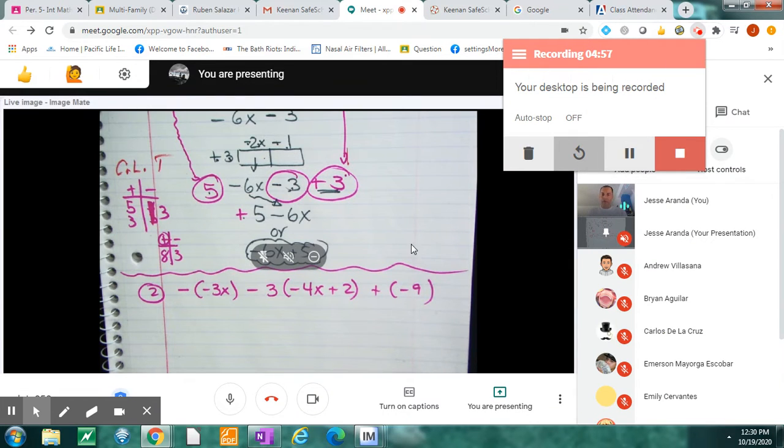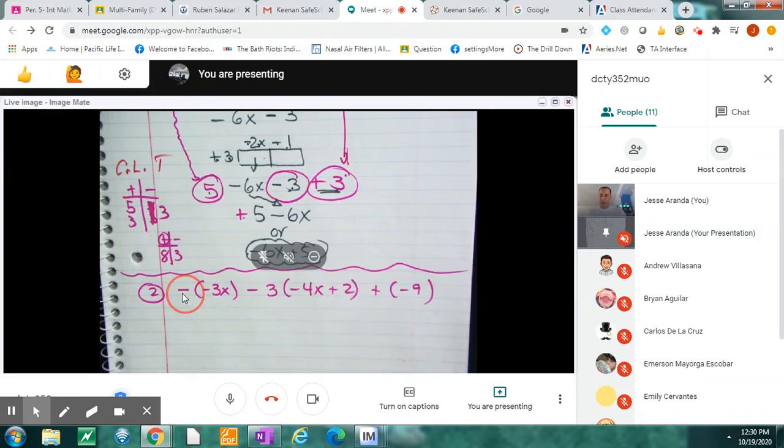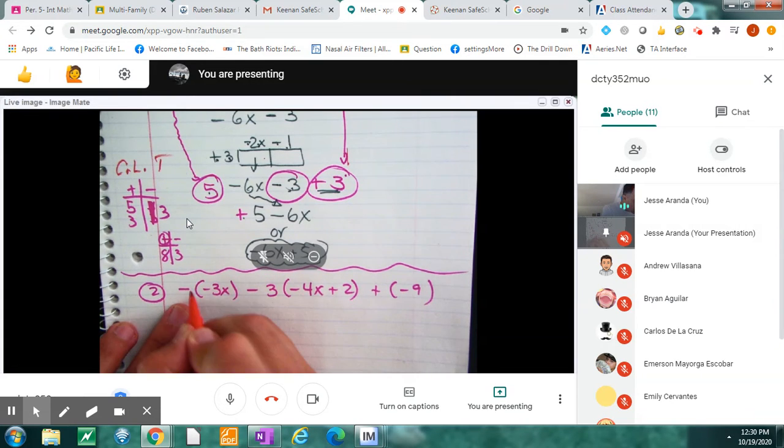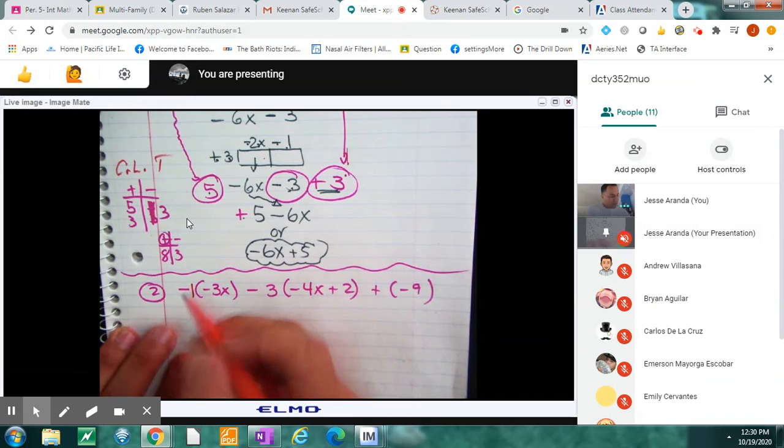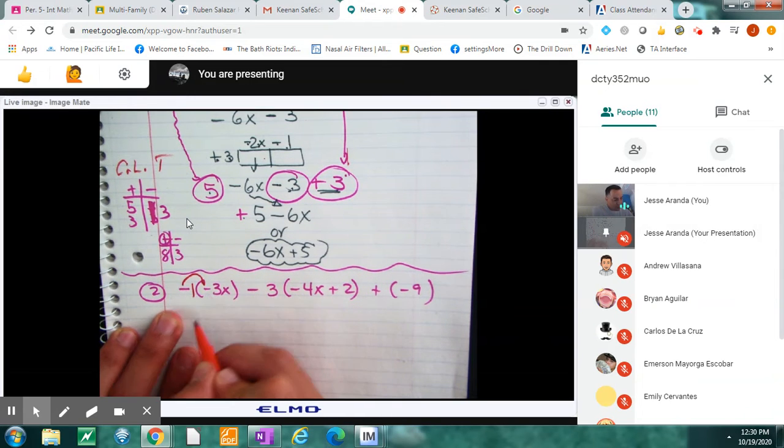Okay, so the next problem is basically minus a minus 3x, minus 3 times negative 4x plus 2, plus negative 9. So remember, you have to look for your what? Your parentheses. So look, this is a parentheses, minus a minus 3x. Well, I could always put a 1. You don't have to, but what's negative times a negative? That's a positive.